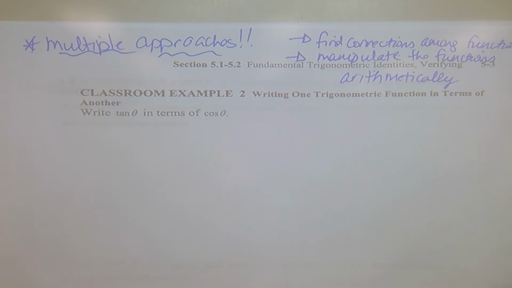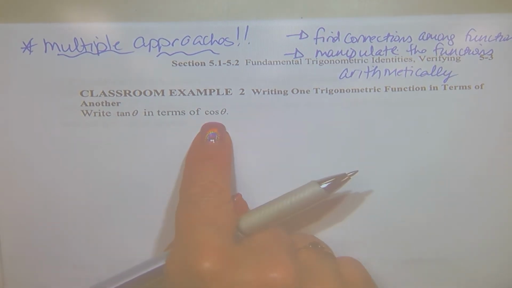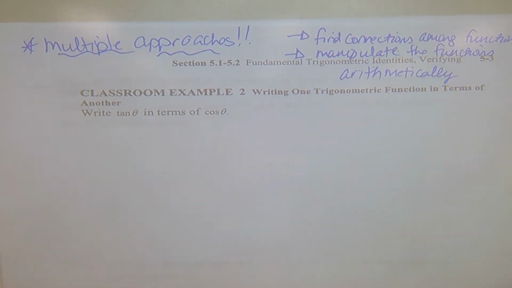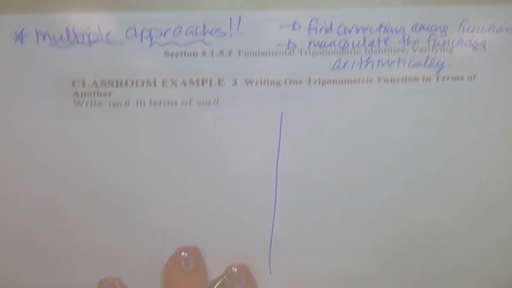Kind of like doing a geometric proof. This is always true. Show me how I get from one side to the other. The other thing, don't assume that you're solving. In these examples, we are not solving. We're taking tangent theta and we're rewriting it in terms of cosine theta using connections. We're finding connections between the functions. So I'm going to show you a couple of different ways to do this. Some ways are easier than others.